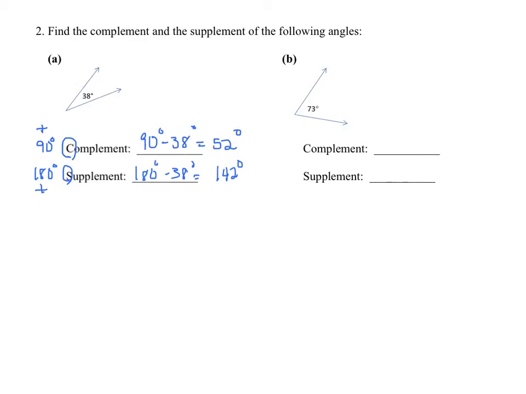So to get the complement, remember the complements, they have to add to 90. Supplements add to 180. So 90 degrees take away 73 degrees, we will find the complement to be 17 degrees. Now for the supplement, we just subtract 73 degrees from 180 degrees, and we get 107 degrees. Perfect.